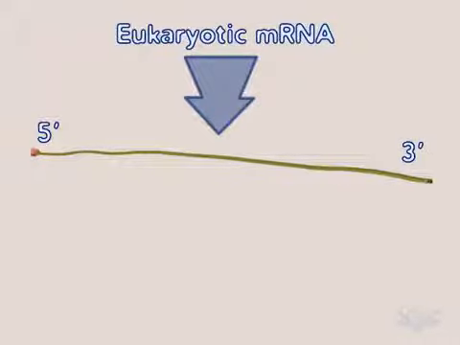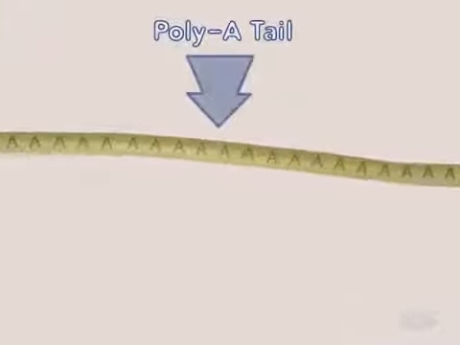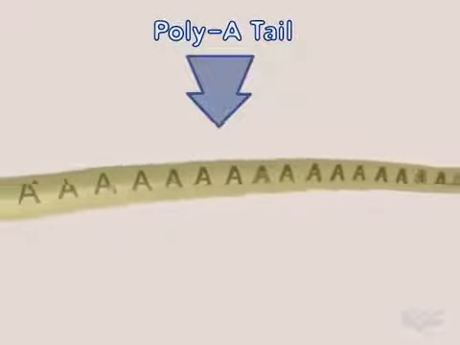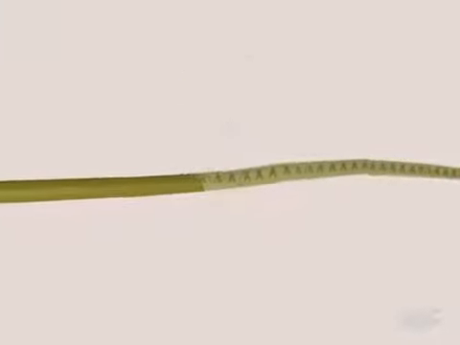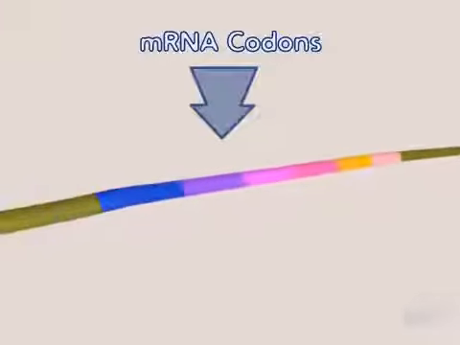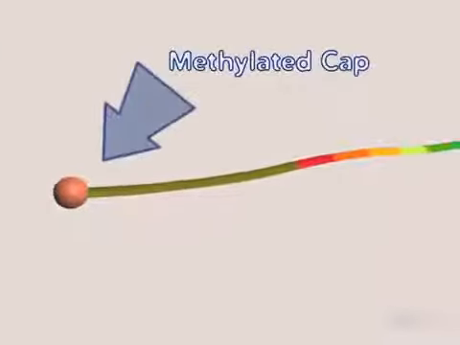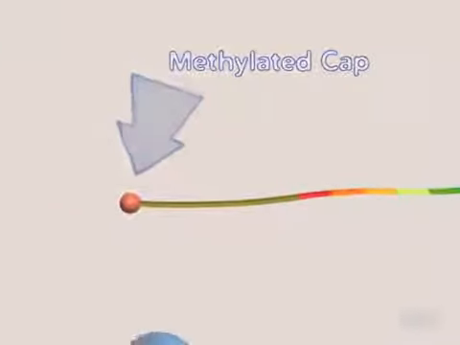Eukaryotic mRNA, the substrate for translation, has a unique 3' end called the poly-A tail. mRNA also contains codons that will encode for specific amino acids. A methylated cap is found at the 5' end.